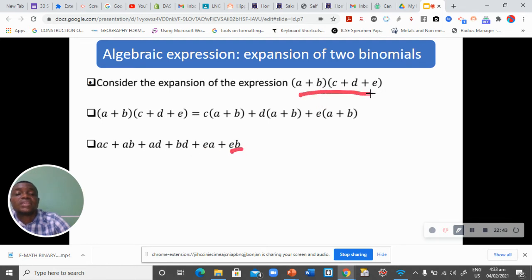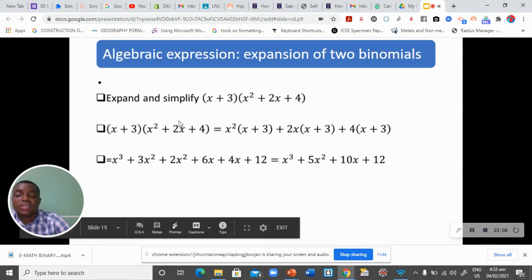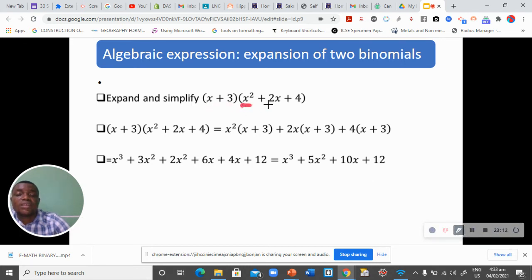So when you get an expression like this, what you do is that you use c to multiply all of this. Then use d to multiply all of this. Then use e to multiply all of this. So let's look at a few examples. Now we have an example here. We have (x plus 3) multiplying (x squared plus 2x plus 4), all of them. So we take x squared, we use it to multiply x plus 3. Then you take 2x, we use it to multiply all of x plus 3. We take 4, it will multiply x plus 3. So let's see. It's x squared times (x plus 3), 2x times (x plus 3), 4 times (x plus 3).